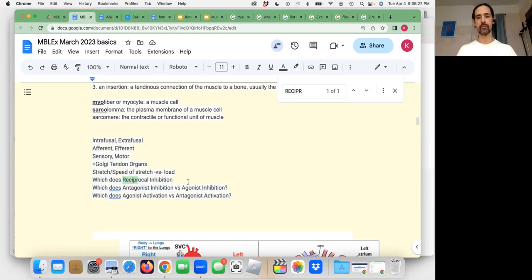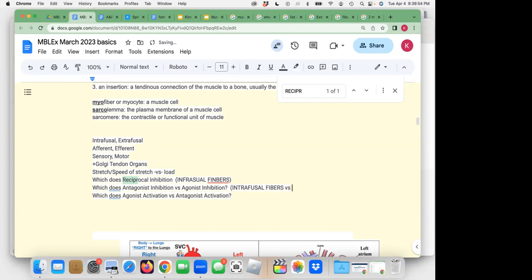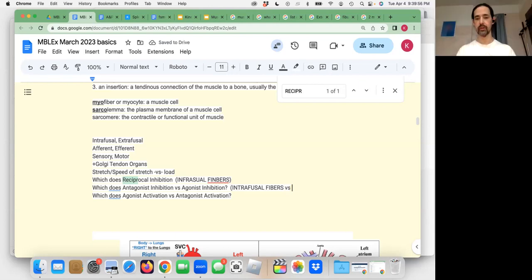I'll put it down for you. Which does reciprocal inhibition? That's the intrafusal fibers. And which does antagonist inhibition, agonist? Oh, antagonist inhibition versus agonist inhibition. That would be antagonist inhibition is the same as reciprocal. So that's intrafusal fibers versus agonist inhibition, which is the Golgi tendon organ.